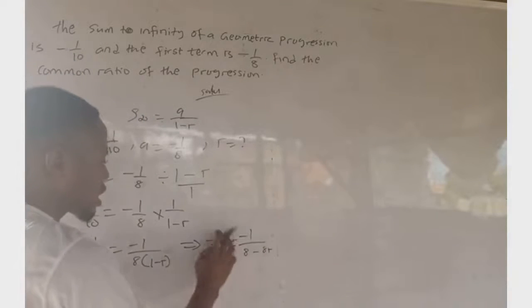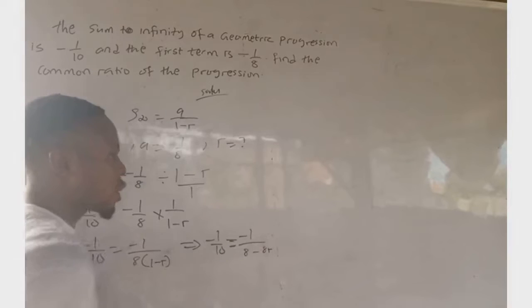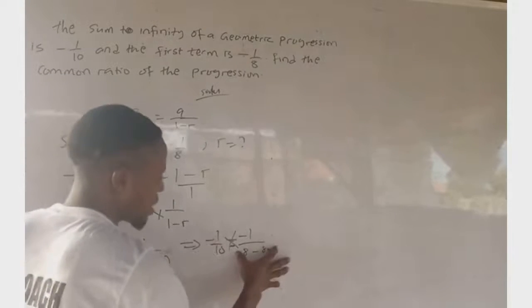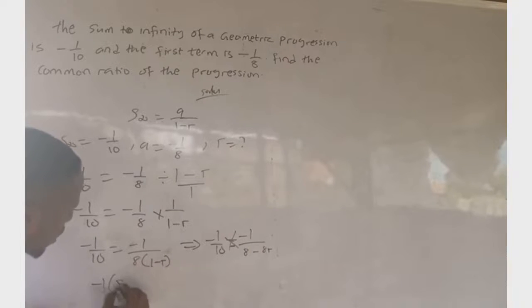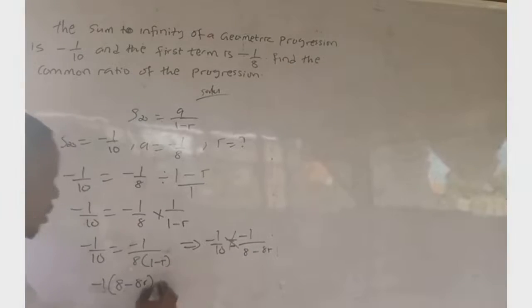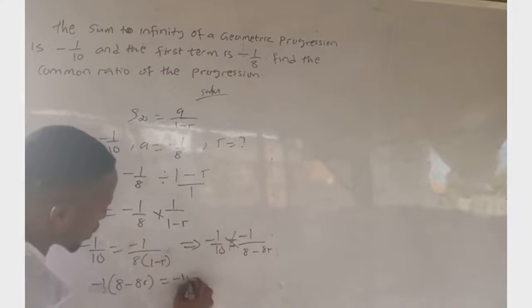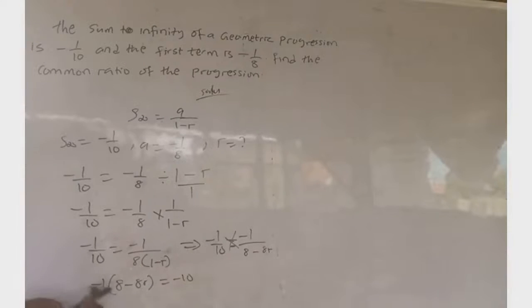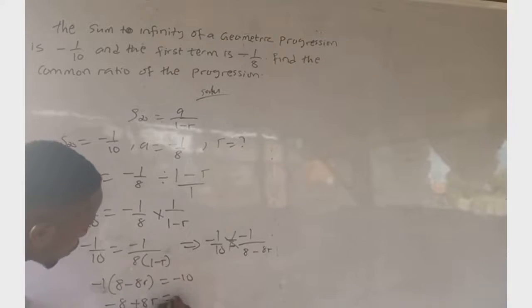You can see these are both fractions separated by an equal sign, so we can cross multiply. Minus 1 multiplied by the bracket 8 minus 8r equals minus 1 times 10, which gives us minus 10. Let's open the bracket. Minus 1 times 8 gives us minus 8, and minus times minus gives plus 8r, equal to minus 10.